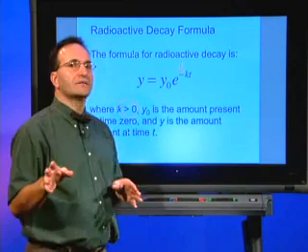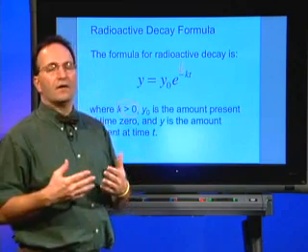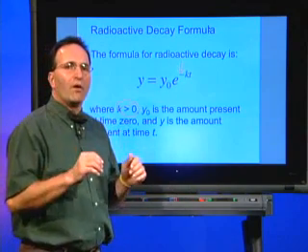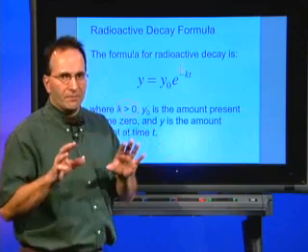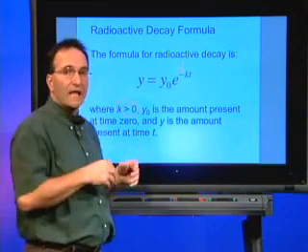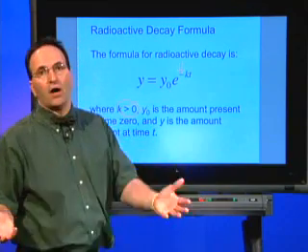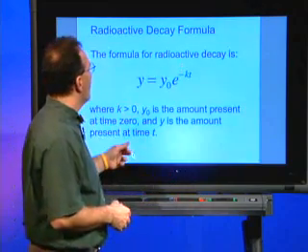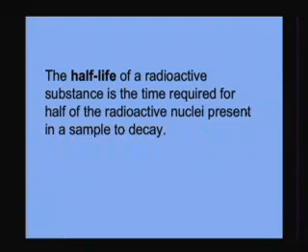Now remember, radioactive decay is when the nucleus of the material emits some form of its mass in the form of energy, and then it reforms into a different element. Those elements whose atoms spontaneously go through this process are called radioactive elements. So let's look at an example of what's called half-life. The half-life of a radioactive substance is the time required for half of the radioactive nuclei present in the sample to decay.